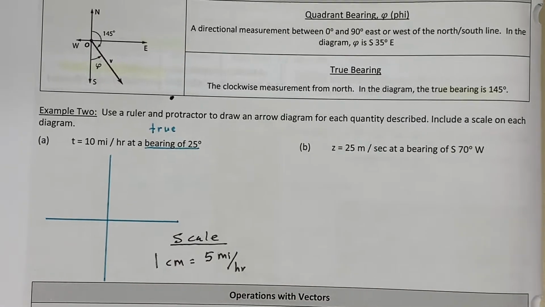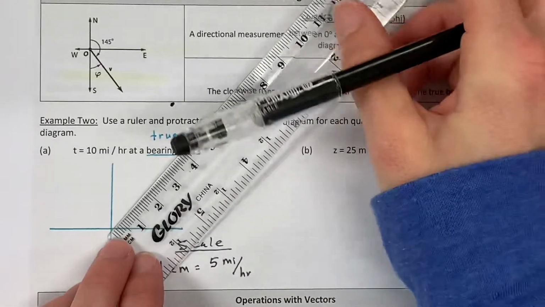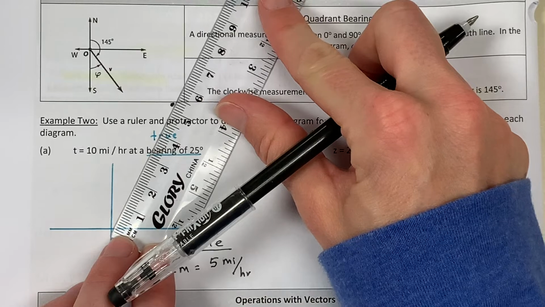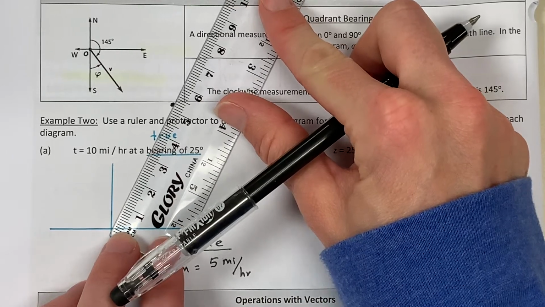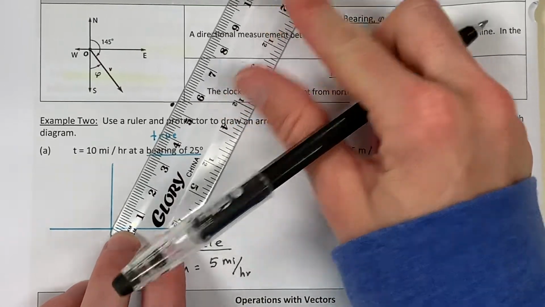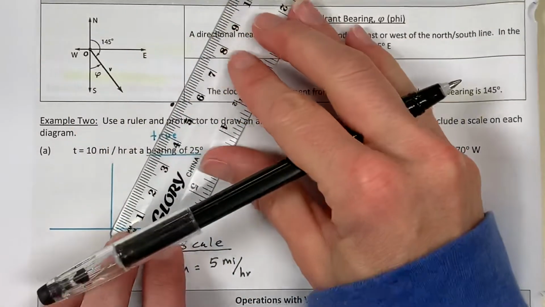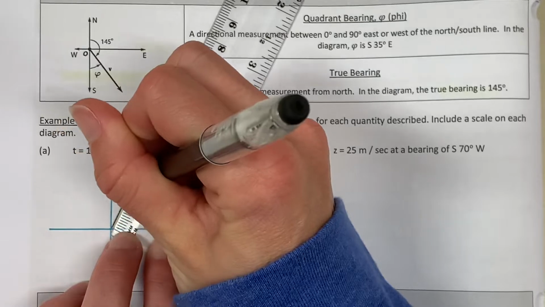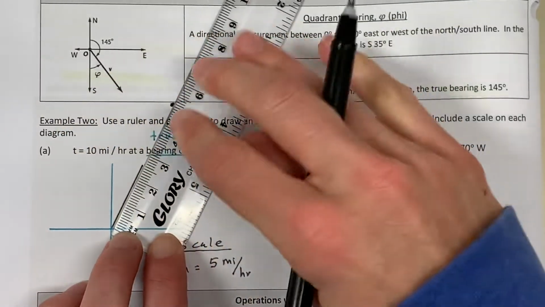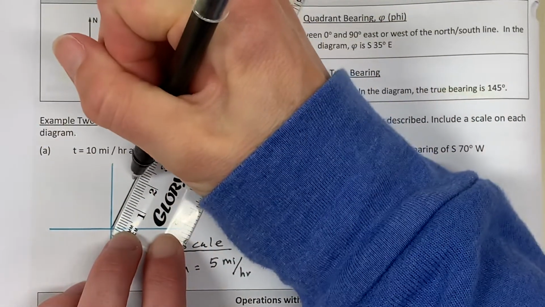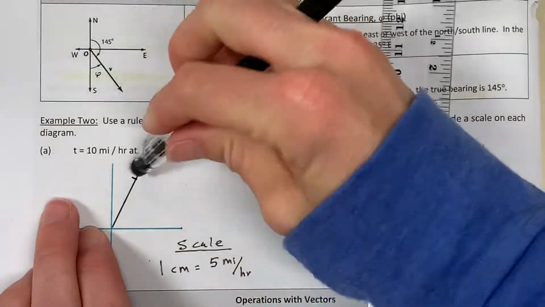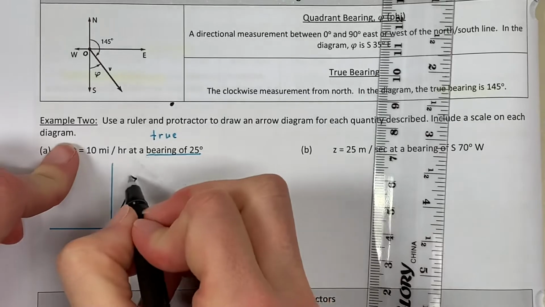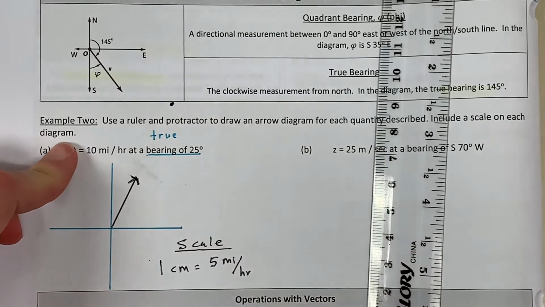So I'm going to line up 0 with the origin and take my ruler and line it up with the dot that was 25 degrees. And I'm going to draw a vector that is 2 centimeters long. Oops, I went past 2. Let's see, 2 was right here. I'm going to erase, so it's exactly 2 centimeters long. And at the end of my vector, I draw an arrow.